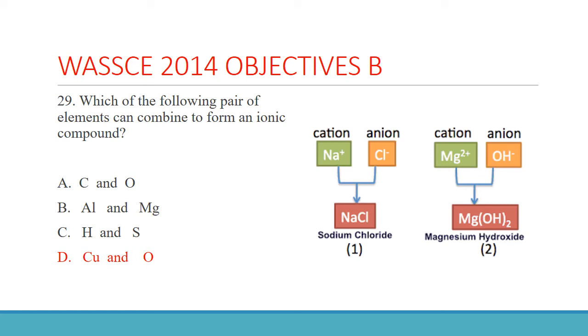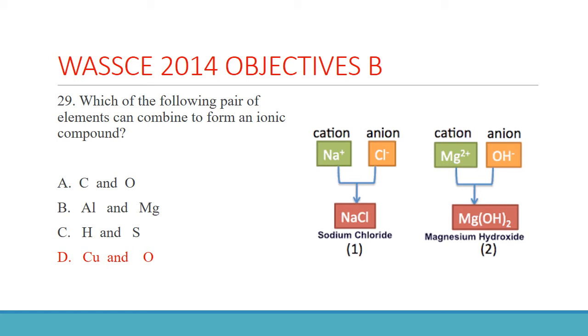Alright, so if you take the first, A is C and O, that is wrong. The symbols are for carbon and oxygen, which are not metals, so they both form anions. They can't form an ionic compound. Take note, I'll say it again. An ionic compound is formed between a cation and an anion, a positive ion and a negative ion.